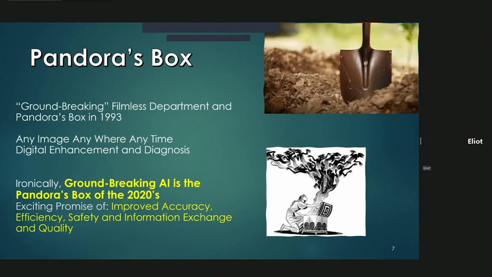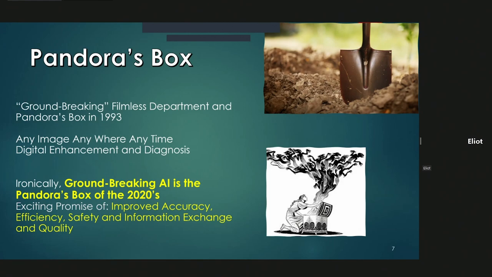Just talking about AI in general, AI has been seen by radiologists as a potential threat, and they have also embraced it with a tremendous amount of excitement at the prospect of being able to increase diagnostic accuracy and potentially increase efficiency.